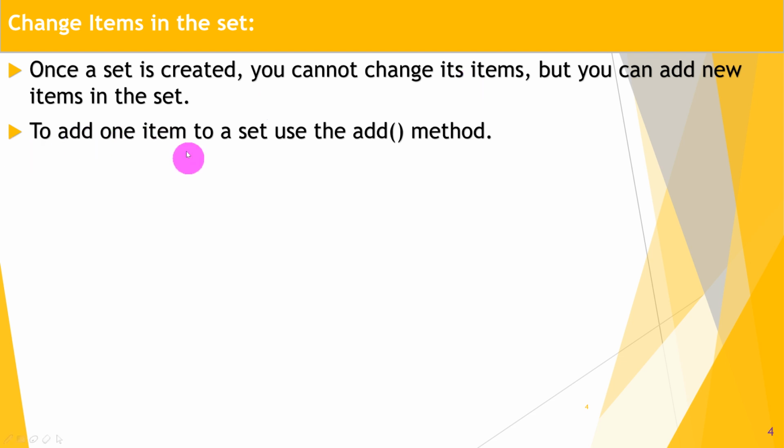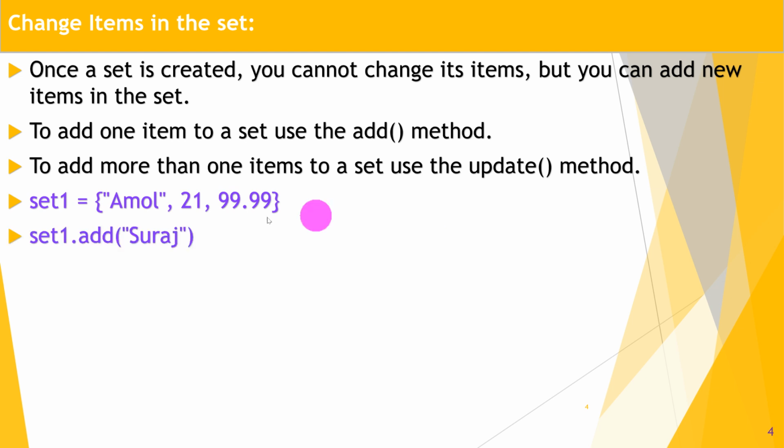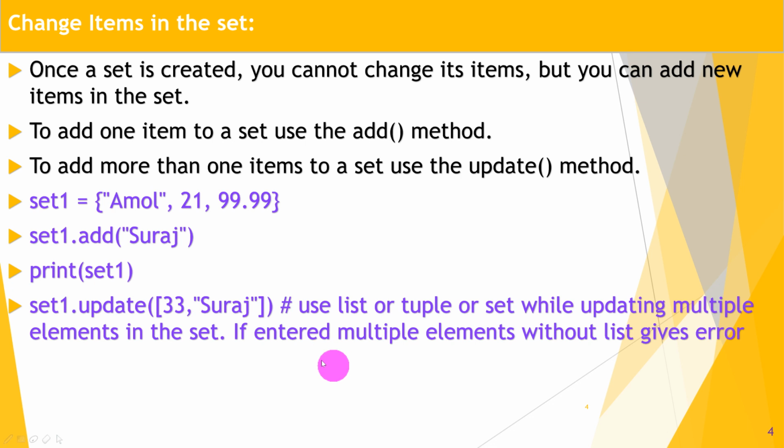To add one element to the set, use the add method. To add more than one item to the set, use the update method. So these are the two methods which are very useful for you. Suppose first you create the set, after that you can add any value to the set using the add method, which adds one element at a time. Next, print the set and check whether the value got added or not. Check it using the PyCharm IDE. After that, we also use the update method. We have to update multiple values at a time.